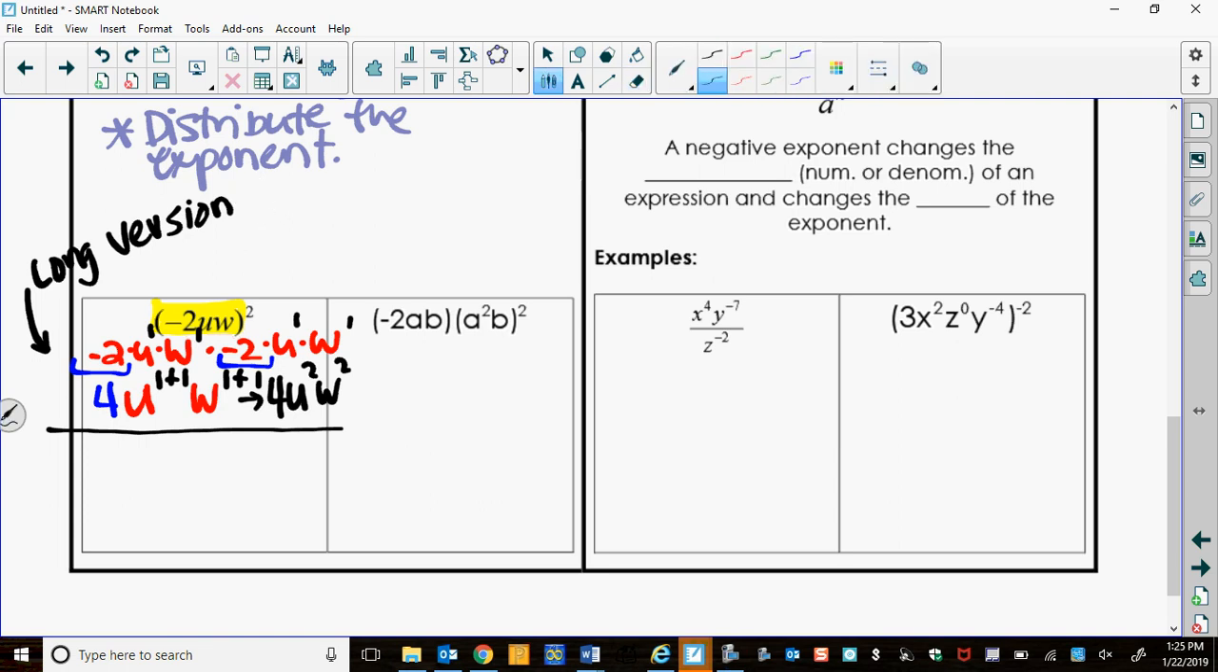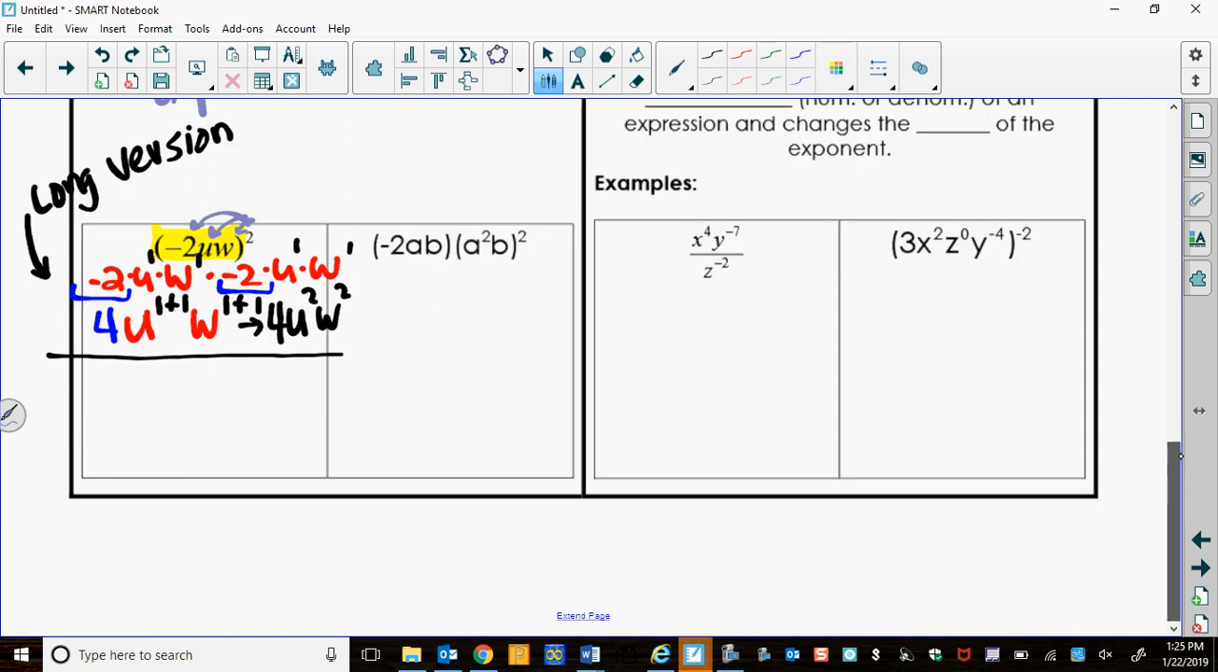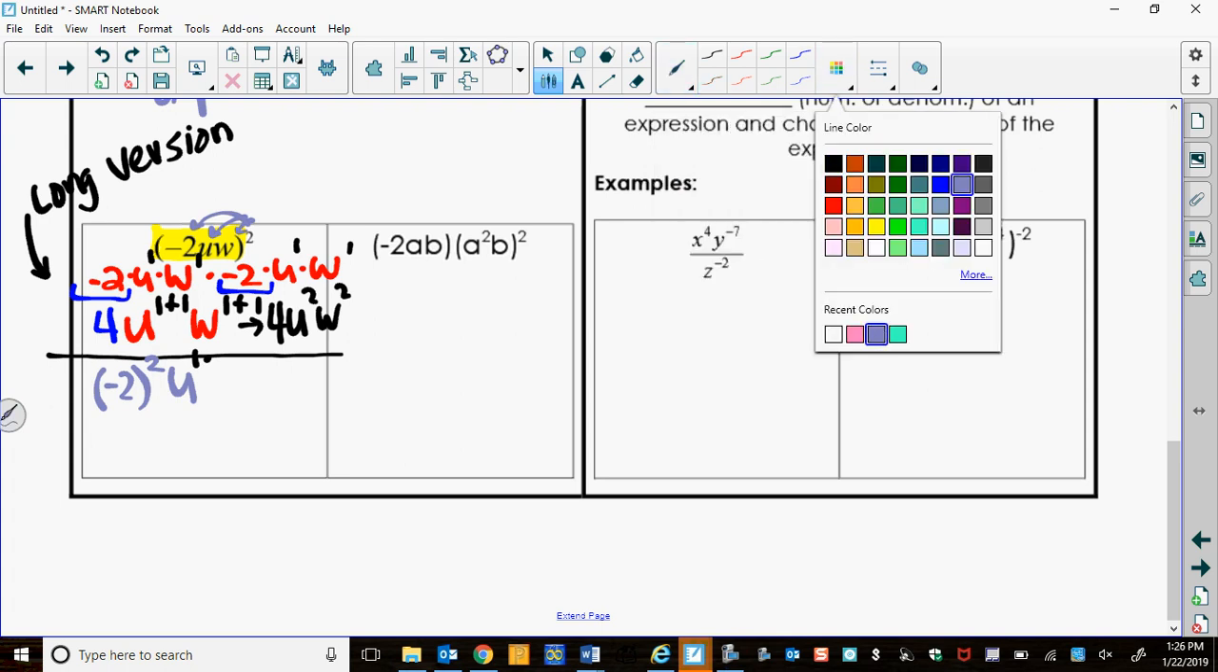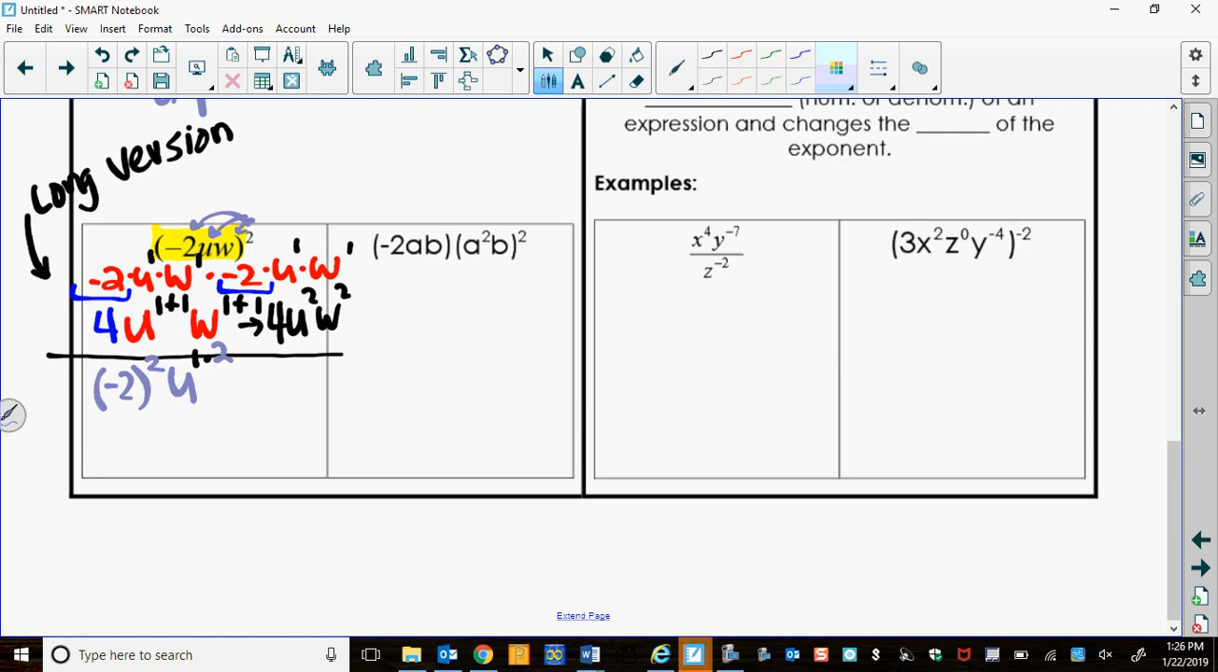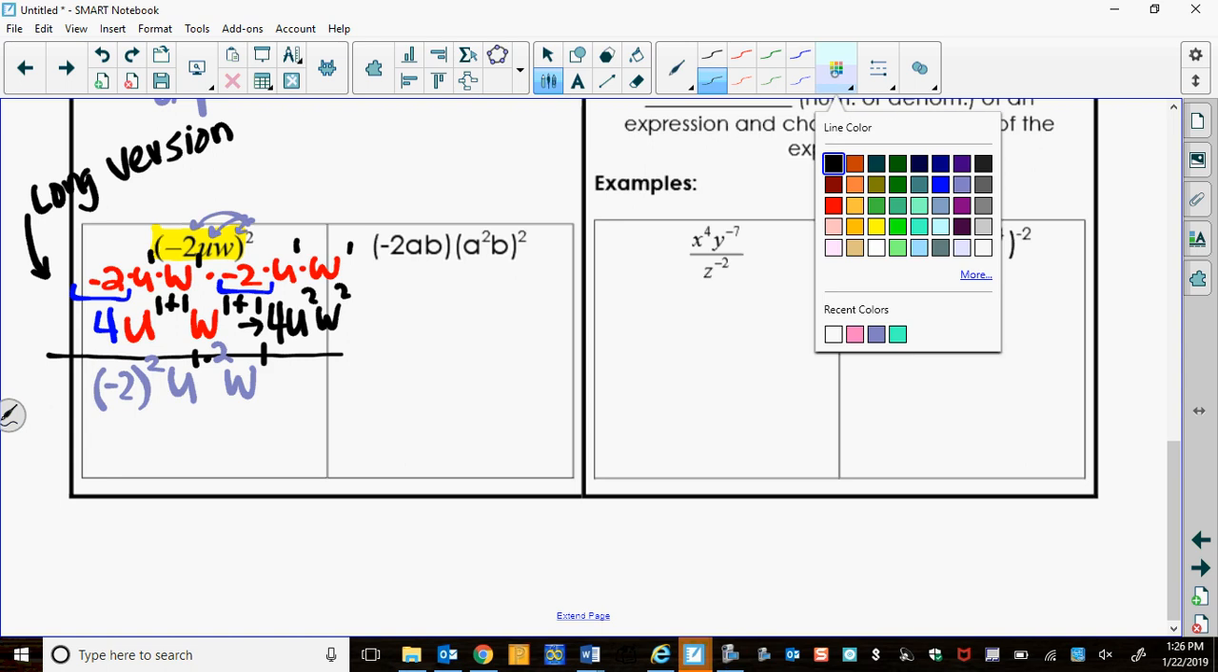And now what I'm going to do is take the rule that I just taught you guys about distributing the exponent to everything inside, and it'll be so much easier. Okay, so I'm going to go ahead and do that. So I'll have -2, because it's already in parentheses, I'm going to square that. I have u to the first power already, but that's being multiplied by 2. That's the rule here. We're going to multiply. And w, I already have that w to the first power, and I'm going to multiply that by 2 as well.